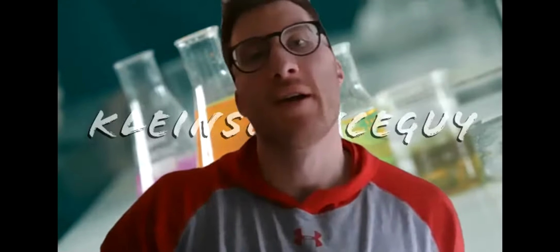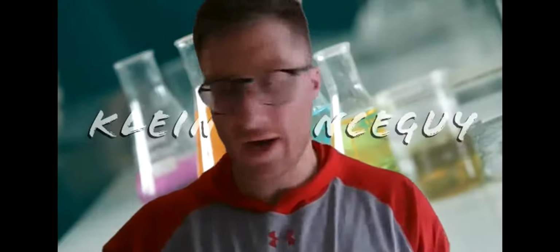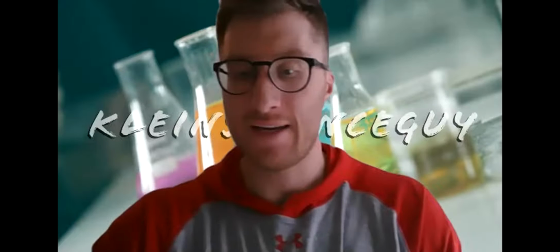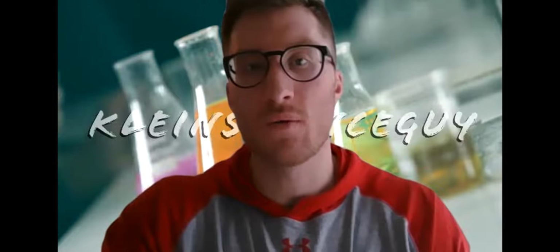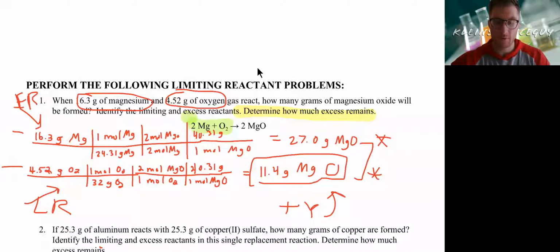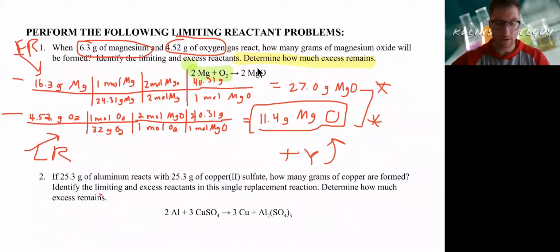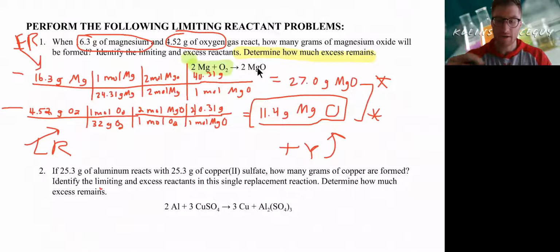So this video is a continuation from the last video of determining limiting reactant and theoretical yield. In the last video, using this assignment, we were able to determine what the limiting reactant and theoretical yield was. And then we have this second highlighted question, determine how much excess remains. So that's what we're going to focus on in this video.